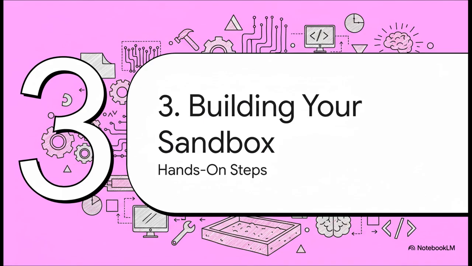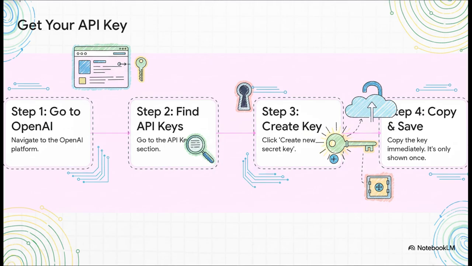Okay, enough theory. Let's get our hands dirty and actually build this thing. I'm going to walk you through the essential steps to get your very own professional AI sandbox up and running. First things first, we need the keys to the castle. So you're going to head over to the OpenAI platform, navigate to the API key section, and hit Create New Secret Key.